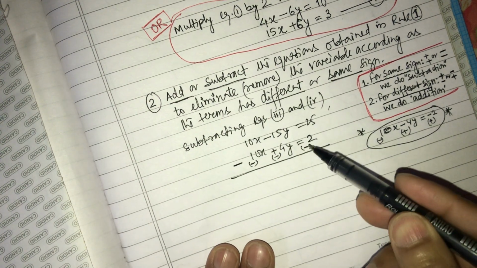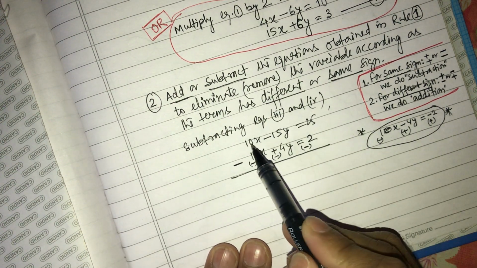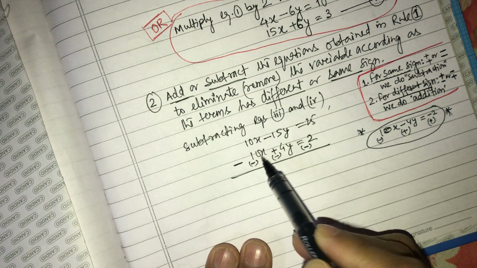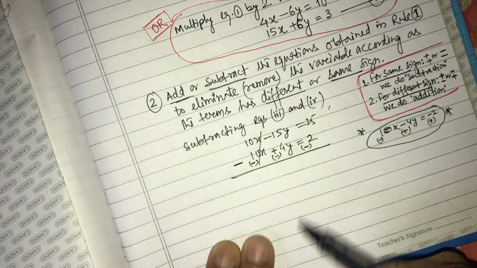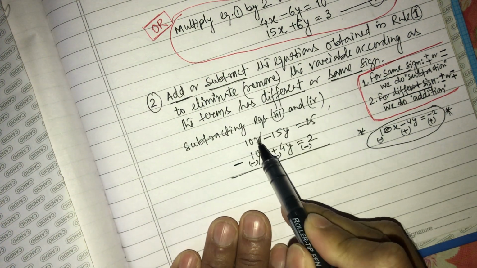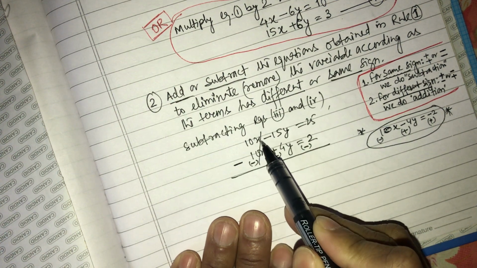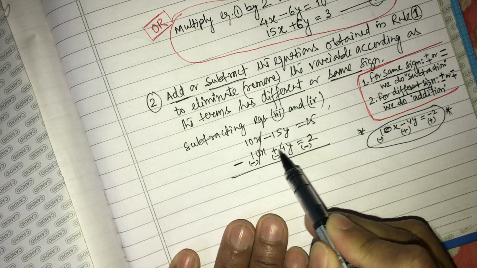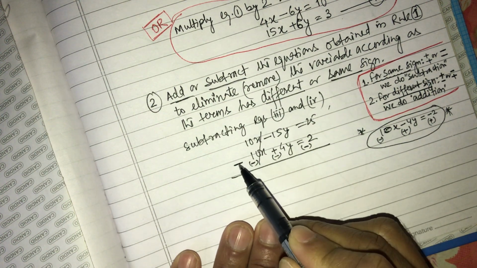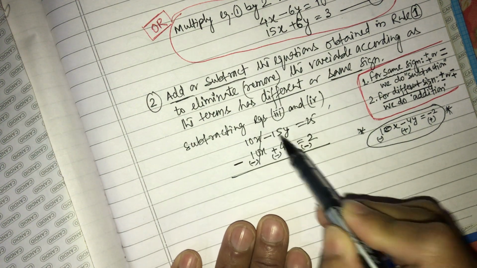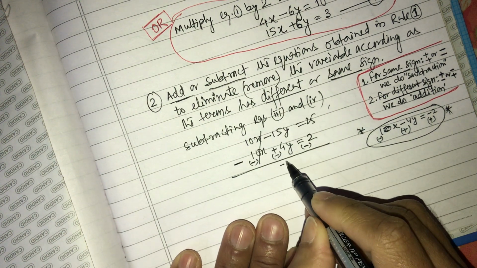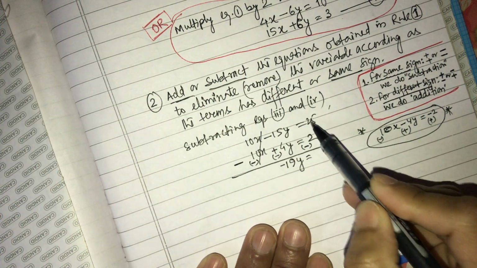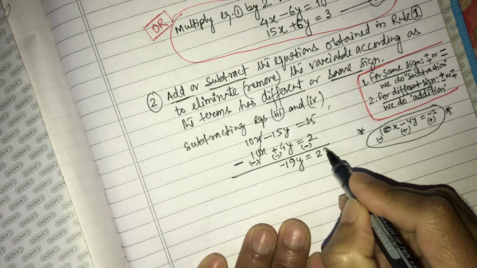If I subtract this, what I will get? See, this plus 10 and minus 10, plus and minus, the same, plus 10x minus 10x will get cancelled. Cancel means removed. That means x is eliminated here. Now what is left? Minus 15. This 4 was plus earlier, now it becomes minus because of this subtraction. So minus 15 minus 4 will give me minus 19y. And here 25 minus 2 is 23.